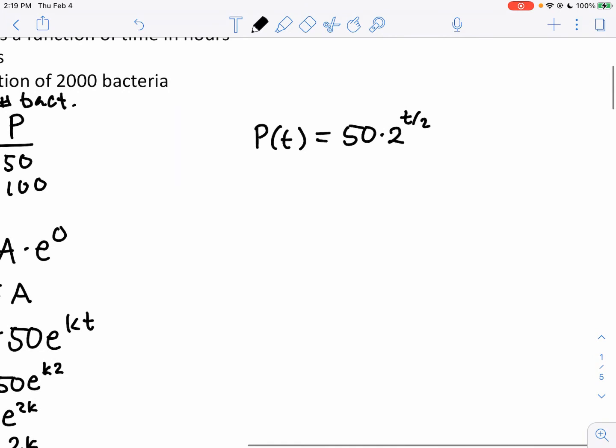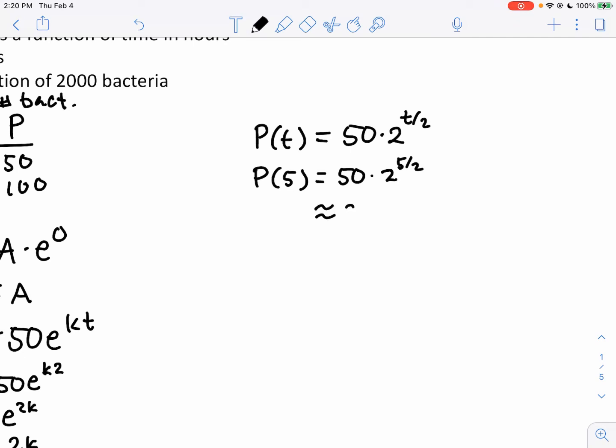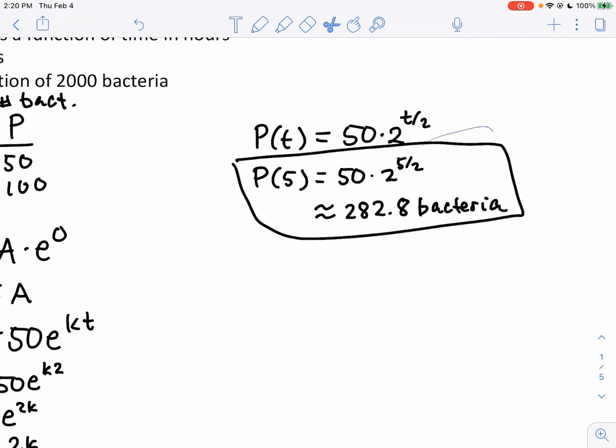Okay. Keep in mind your order of operations. Do the power first and then times the 50. Don't make the mistake of making this 100 raised to the t-halves. That would be incorrect. And we want to do P of 5. So we're going to have 50 times 2 to the 5/2. Without a calculator, that's really the best we could do. But if I reach for a calculator and I do 50 times 2 raised to the 5/2, we get approximately 282.8. And this was the amount of bacteria. Okay, and that answers the second question.